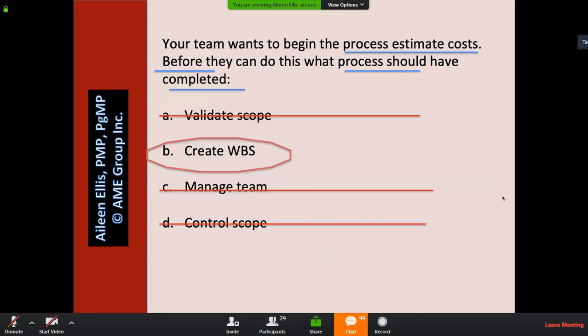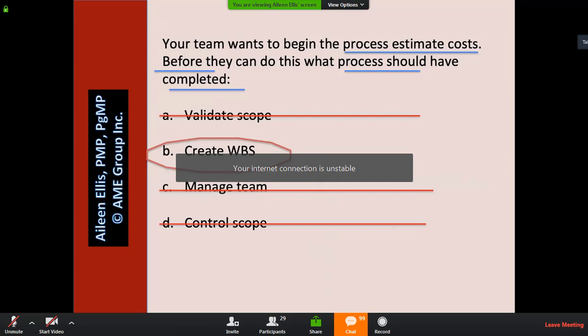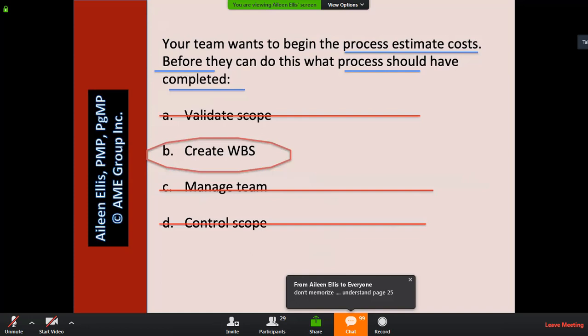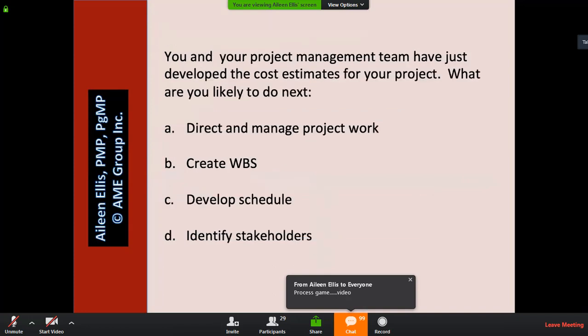A different comment I'm going to make is you really need to study page 25. You need to really understand page 25. Those of you using my online materials, early in my materials, I have a video called The Process Game that really helps us understand the process, the page 25. You and your project management team have just developed the cost estimates for your project. What are you likely to do next?